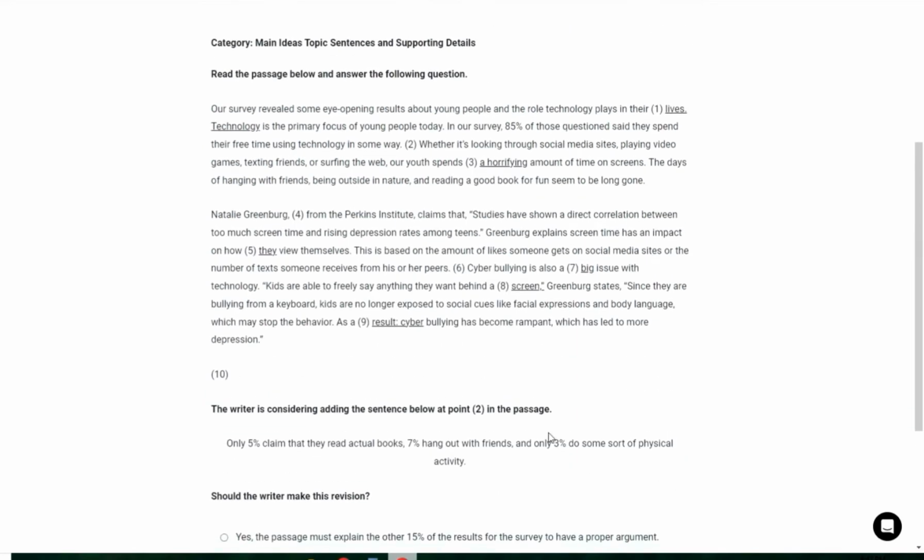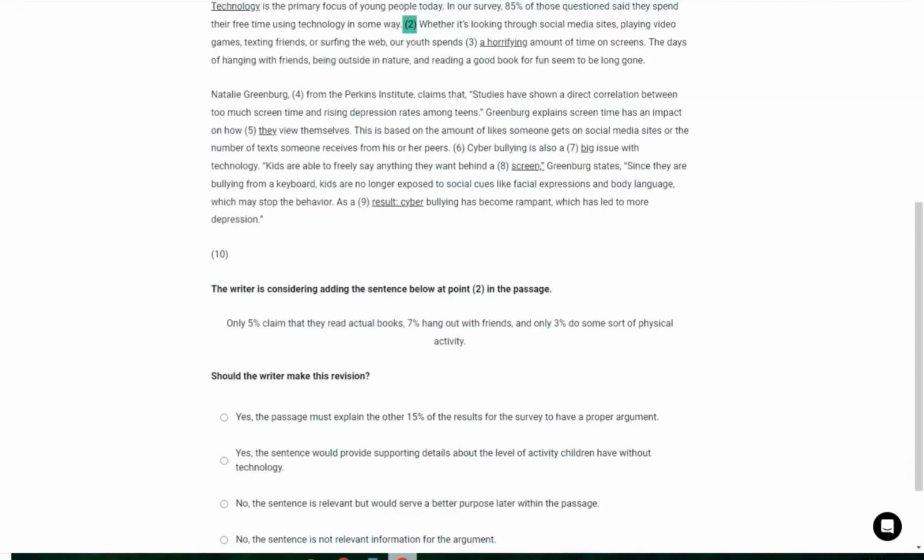Now the next one, for number two, it's asking, the writer is considering adding the sentence below at point 2 in the passage. It says, "Only 5% claim that they read actual books, 7% hang out with friends, and only 3% do some sort of physical activity." And we're adding it right after this sentence, "In our survey," so right here, and asking, should the writer make this revision? I'll give you a few seconds to pick your answer.